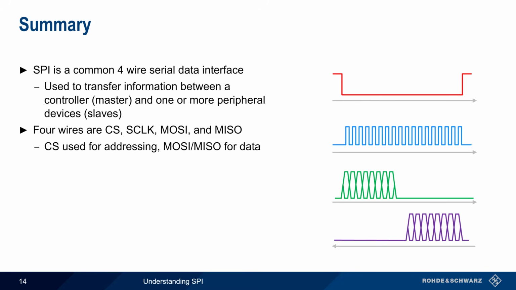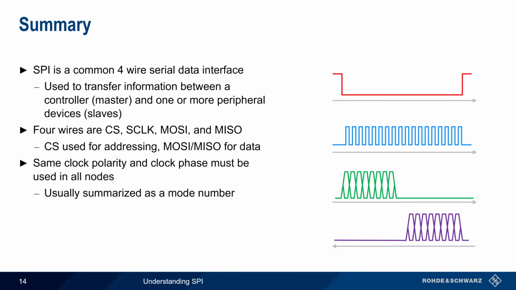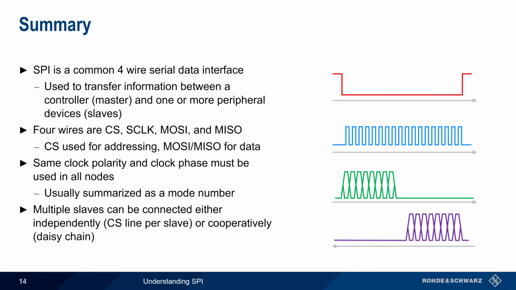The SPI clock signal can be either idle low or idle high, and data can be sampled on either the leading edge or trailing edge of clock pulses. The clock polarity and clock phase must, however, be the same for all nodes. These parameters are usually summarized in the form of a mode number. And finally, multiple slaves can be connected to a single master, either independently, that is, with separate CS lines for each slave, or in a cooperative daisy chain arrangement.